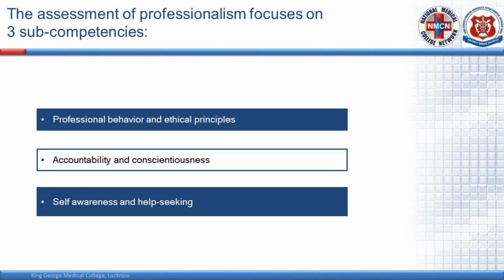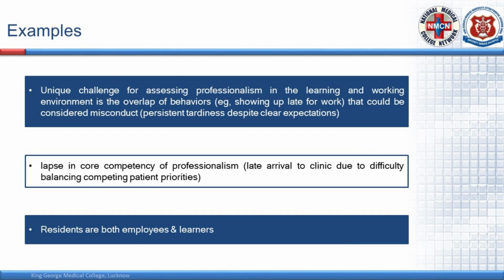So the three sub-competencies focused on are professional behavior and ethical principles, accountability and self-awareness, and help-seeking. For example, if the student comes late to work and we tell them the importance of punctuality, but in spite of that they are persistently late, this is an act of unprofessionalism.